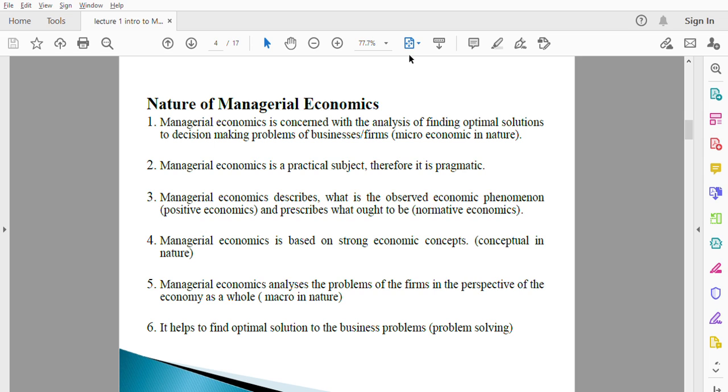Number two, managerial economics is a practical subject. It is a very practical subject. As we move on, you will realize how practical it is. Therefore, we can say it is pragmatic.